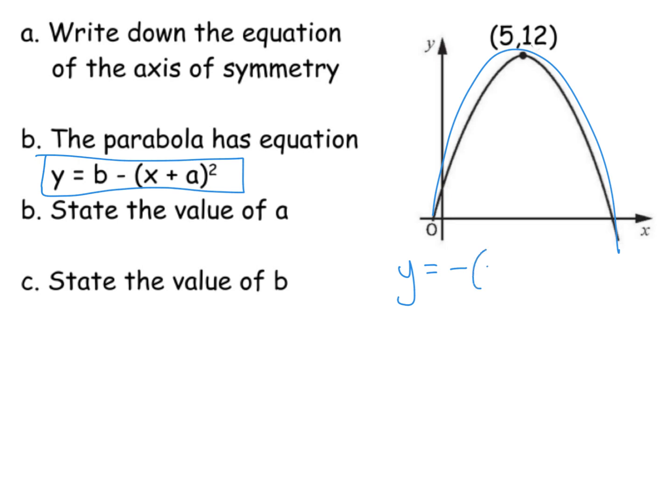So it's negative x plus a all squared. And I'm just going to put the positive b at the end. Now it looks how we're used to. So let's go with this. State the value of a.